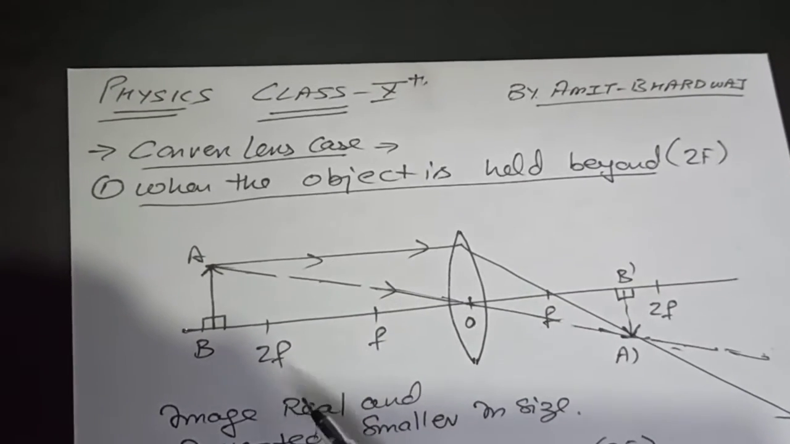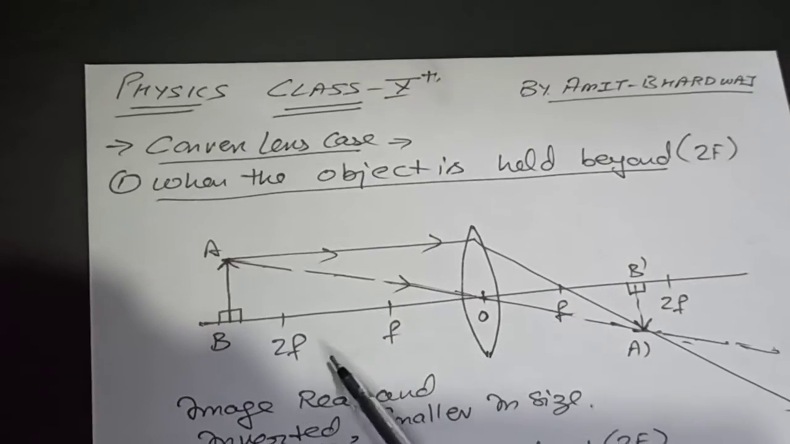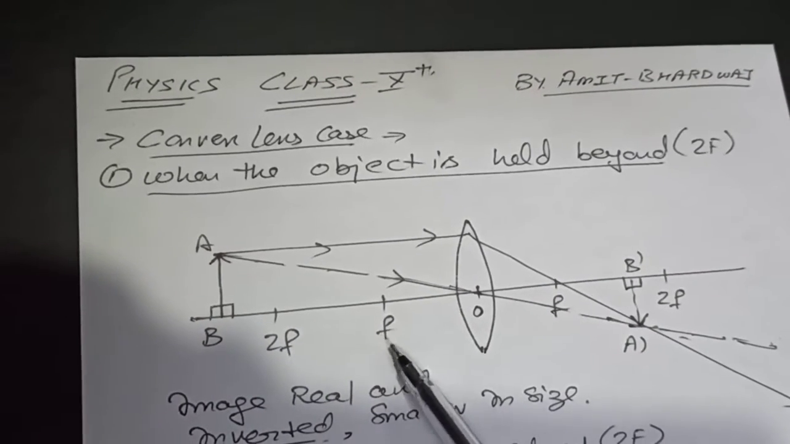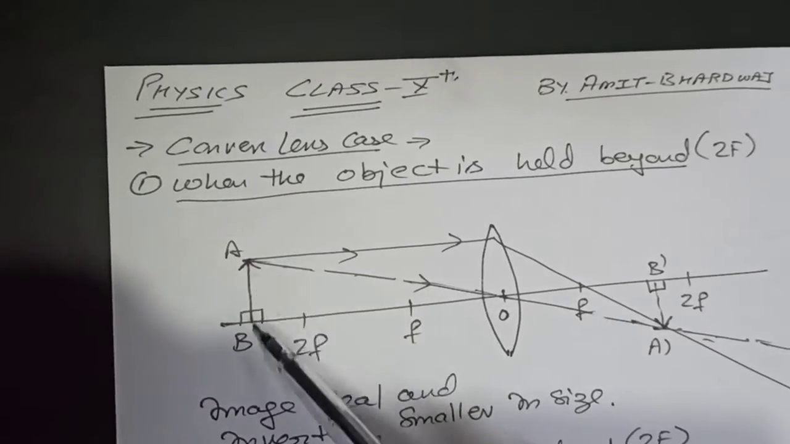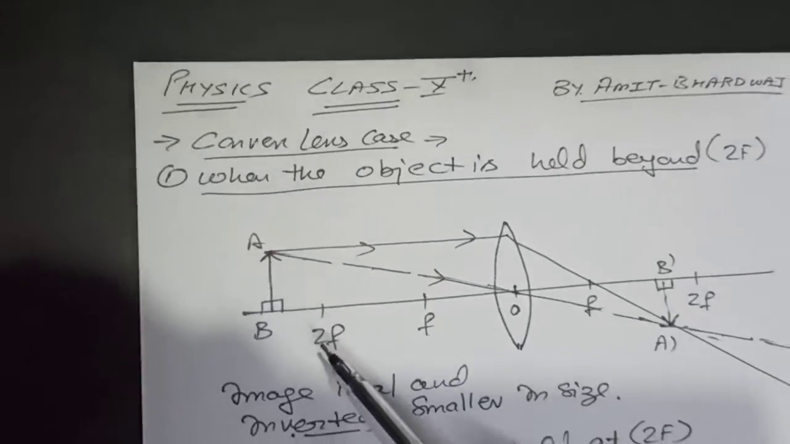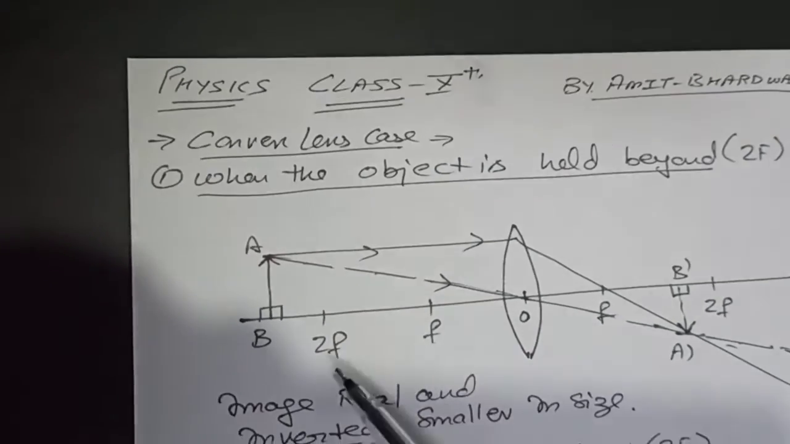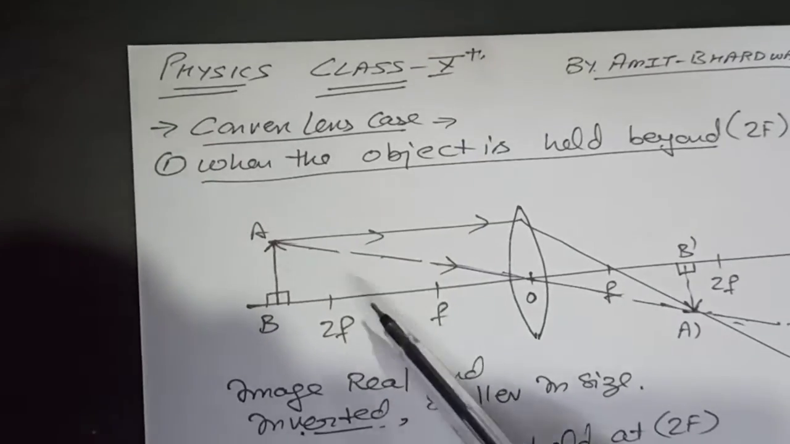We already know that whenever the object is placed beyond 2f, the image is between f and 2f. Whenever the object is placed between 2f and f, the image is far away from 2f on the other side. So here is the object AB and it is placed beyond 2f. 2f is the distance which is double of the focal length.